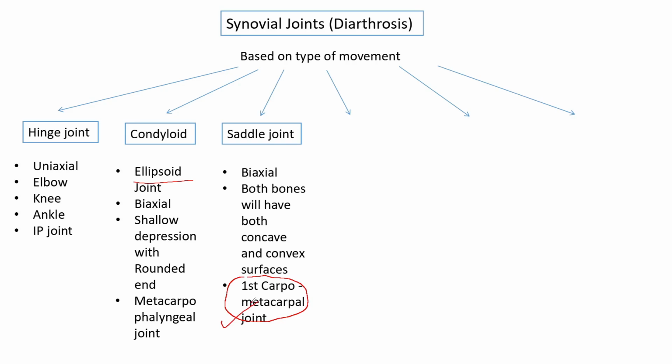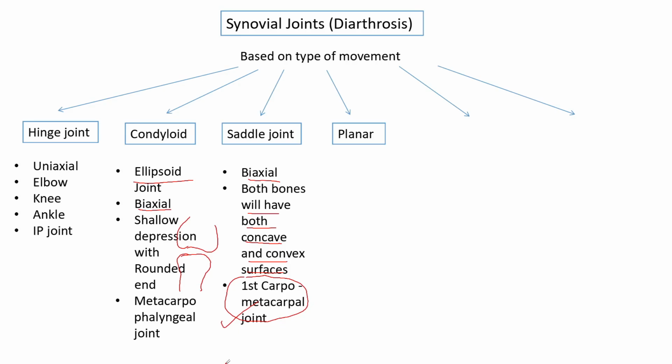So it becomes an important question. What is the difference between a condyloid joint and a saddle joint? Because both are biaxial. In a condyloid joint, one end will have a shallow depression, the other end will have a rounded end, like in a metacarpophalangeal joint. Whereas in a saddle joint, both the bones will have both concave and convex surfaces. And the only example is the first carpometacarpal joint.